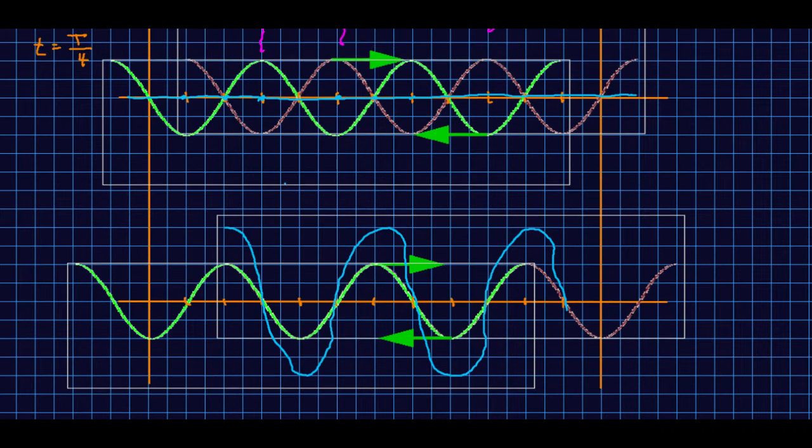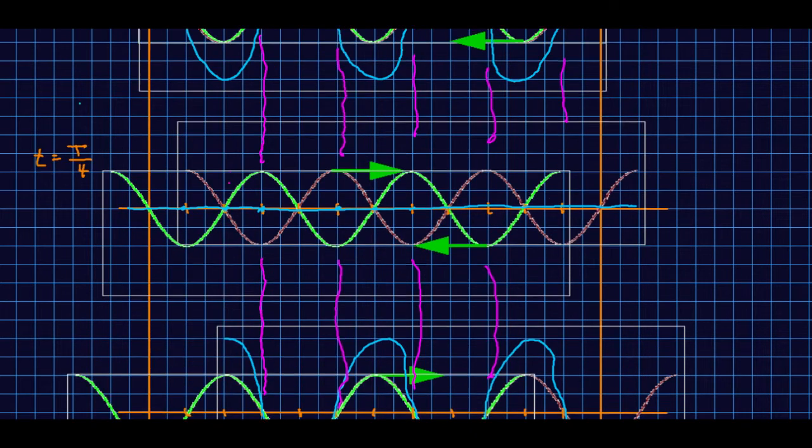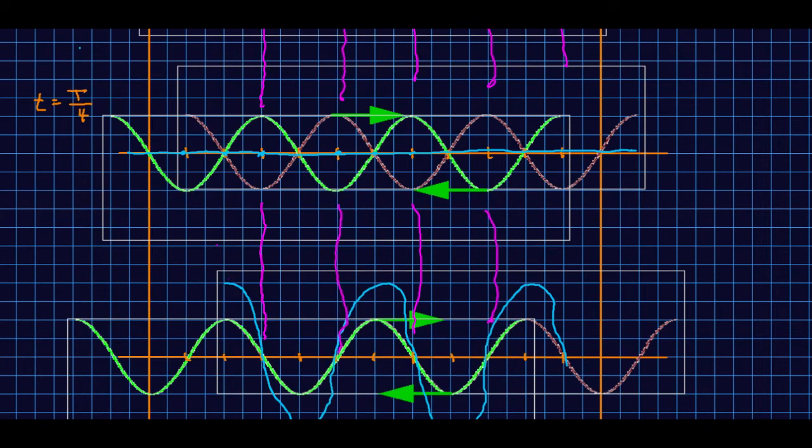And notice that the places that had 0 displacements, once again, are places that have 0 displacements. So we have some places where no matter what time we look at, the displacement is 0. And halfway in between them, we see crests and troughs. And notice here's a crest. If we look half a cycle earlier, at that time we see a trough. So this place is alternating between crests and troughs.